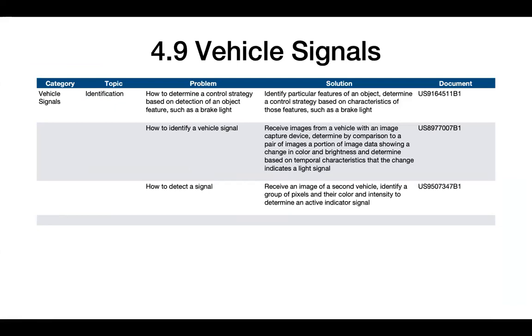How do I identify a vehicle signal? I do image processing. I receive the image from the vehicle with an image capture device, and I determine by comparison to a pair of images a portion of my image data showing a change in color or brightness, and determine the temporal characteristics that indicate it's a light signal. And finally, I receive an image of a second vehicle and a group of pixels and their color and intensity to determine that it's an active turn signal indicator.